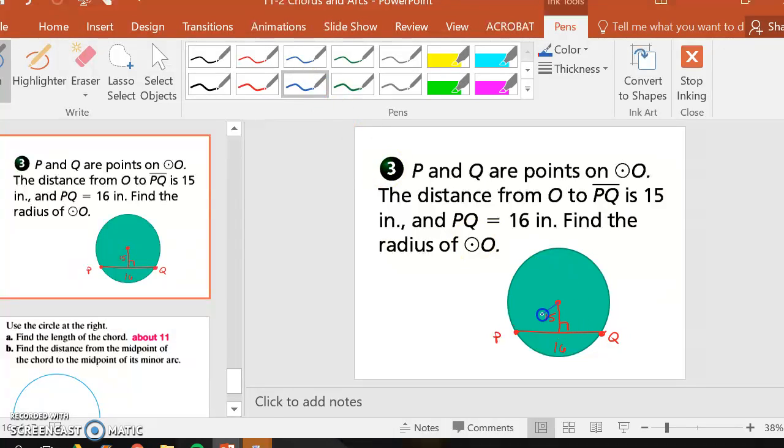Well, if I draw this radius in, remember if PQ is 16, this here is going to be 8 and 8. And if I look, 8, 15, 17 is a triple. So the radius would be 17 units long.